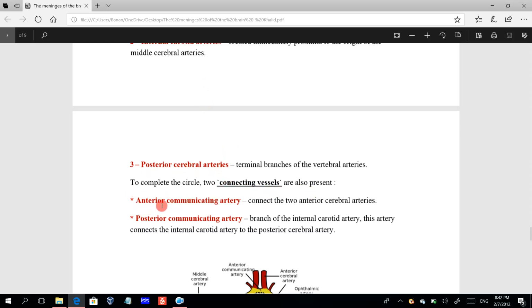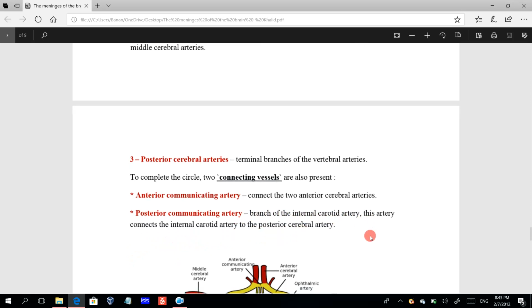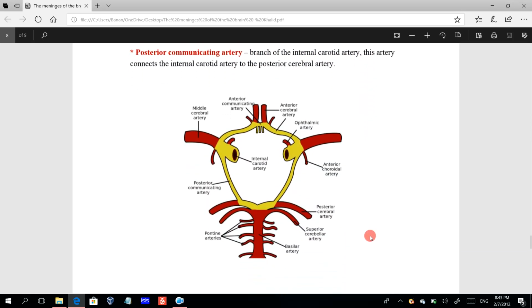Communicating arteries or connecting vessels are the anterior communicating artery, which connects the two anterior cerebral arteries, and the posterior communicating artery, which is a branch of the internal carotid artery. This artery connects the internal carotid artery to the posterior cerebral artery. Here the picture will show you, will simplify what I said.